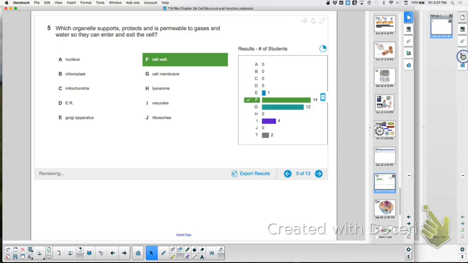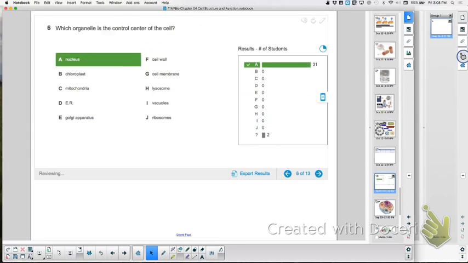Support. Protects. Permeable to gases. That is going to be your cell wall. Protects, supports, permeable to gases. That's your cell wall. Not your cell membrane. I don't think about the cell membrane as protecting, but a wall does. Not vacuoles. Vacuole can support a plant cell, but not the other.